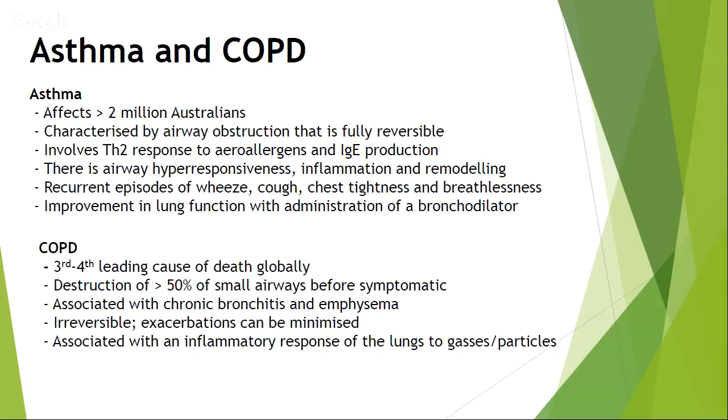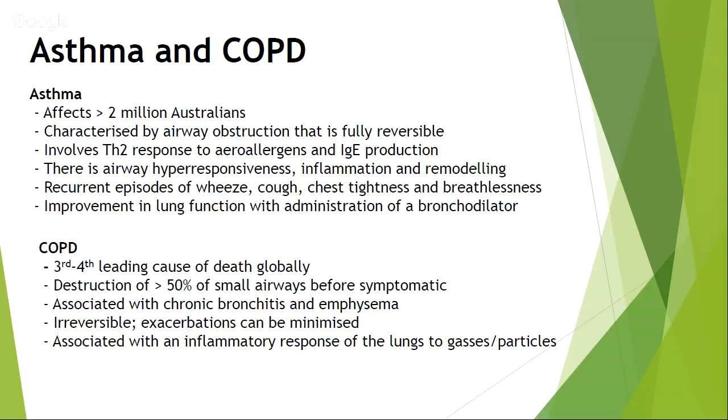So chronic bronchitis is your chronic inflammation of the bronchi. It's going to present with your productive cough over a period of months to years. Emphysema, by contrast, is the destruction of the lung parenchyma, and so that's where you get collapse of the small airways, you get gas trapping in the airways, and this is why people will breathe through pursed lips, because breathing through pursed lips helps keep the pressure higher through the airways and helps prevent some of that collapse of airways. It's once again associated with inflammatory response of the lungs to gases and particles in the air.